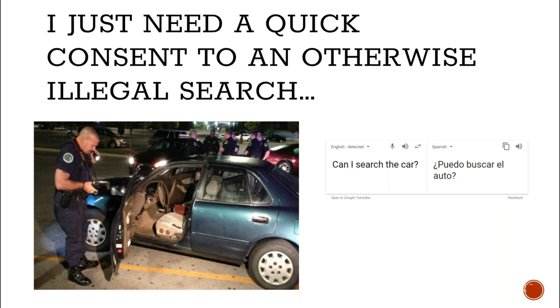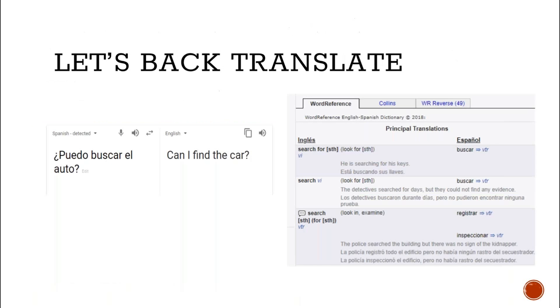So Cruz Zamora filed a motion to suppress the evidence uncovered during the search on the grounds that his consent was not freely given with full understanding because of the language barrier and the use of Google Translate, which generated an unclear translation. Without his consent, the search was illegal. This was his argument. So you can see here how it was translated.